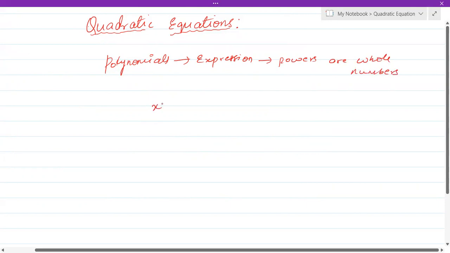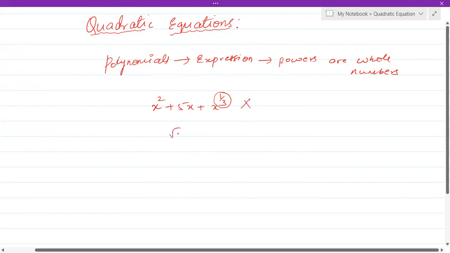For example, x to the power of 2 plus 5x plus x to the power of 1/3, or let's not equate it. See, this is an expression, isn't it? But is this a polynomial? No, it is not a polynomial, because if you observe, the variable x power is 1/3, which does not come in whole numbers, isn't it? So this cannot be a polynomial.